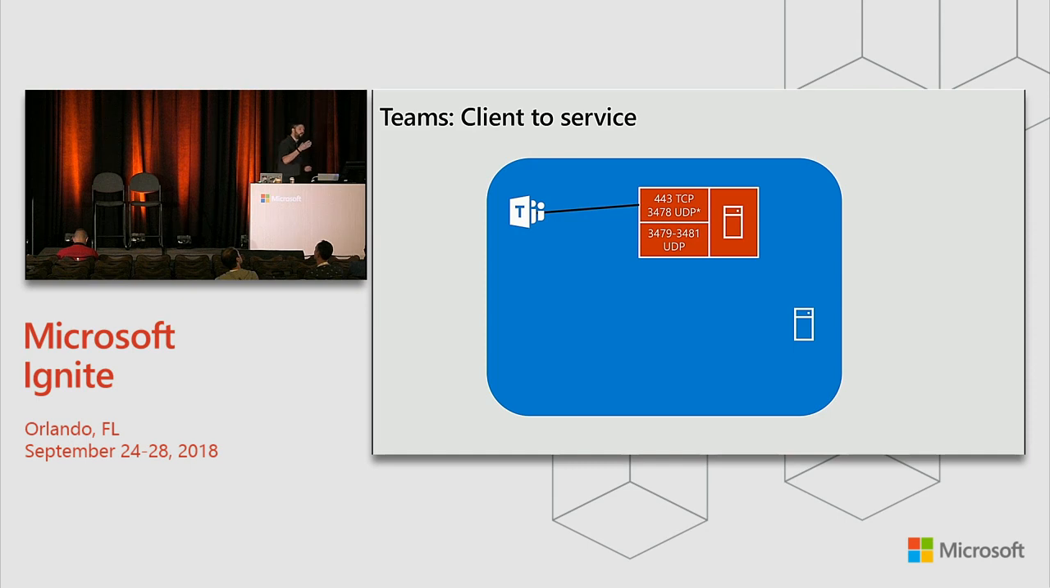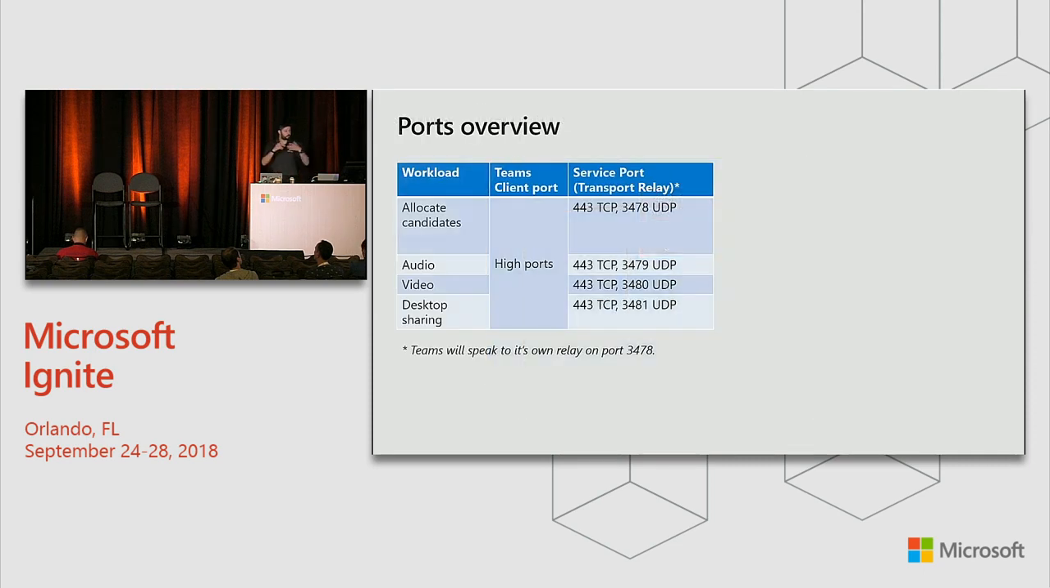So the Teams client once again connects to 3478 UDP. The service connects directly to the audio ports that the client needs, so 3479 up to 3481, and everything's fine. If the Teams client can connect directly to the service, why not? Let's talk directly to the service. Own relay, always 3478.